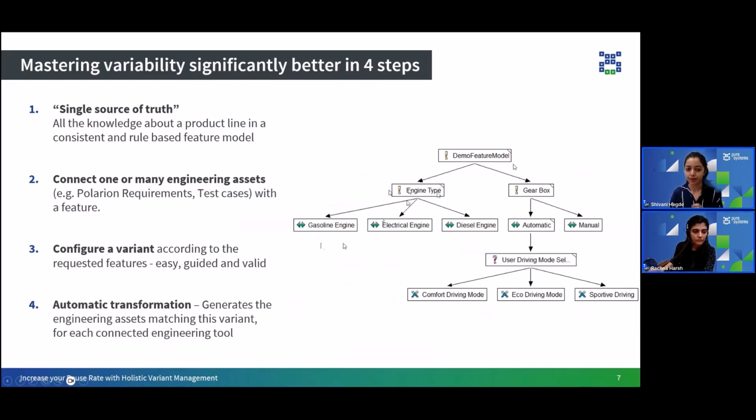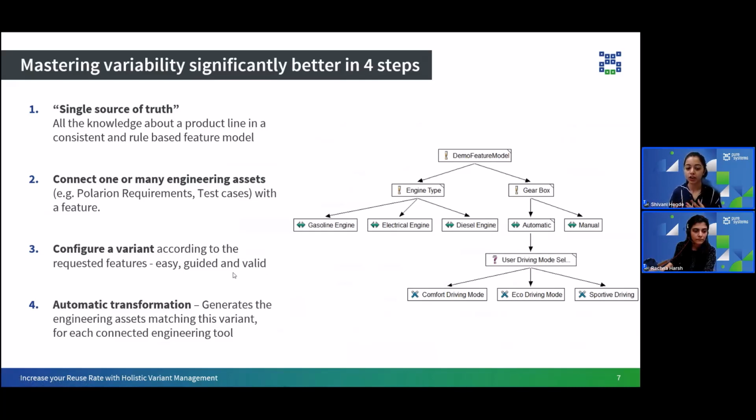Now the first step is done. We have the feature model and we have stored all the knowledge there. Coming to the next step, we are going to connect this feature model to one or more engineering assets by creating restrictions and so on. Your engineering assets could be anything: your Polarion requirements document, your architecture model, test cases, and so on. We consider these engineering assets as your 150% superset assets.